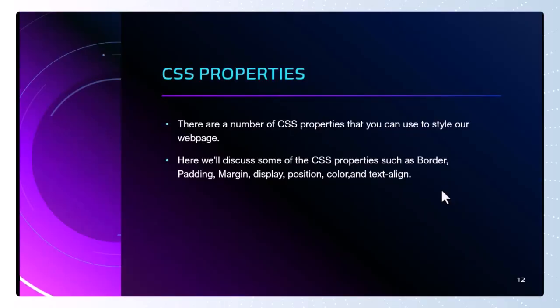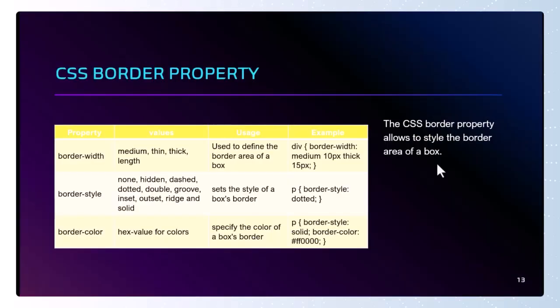CSS properties. There are a number of CSS properties that you can use to style your web page. We'll discuss some of the CSS properties such as border, padding, margin, display, position, color, and text align. So the border property has border width, border style, and border color. And then there are different values we can use, the usage, and an example of that. This is for styling the border.